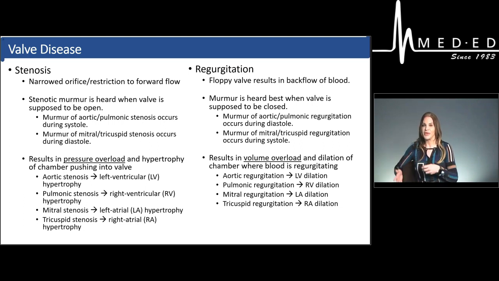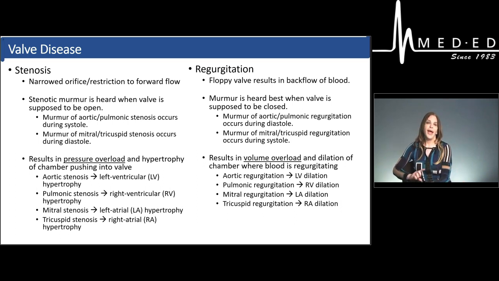Again, we talked about this earlier, that everything in the heart is just opposites. So if my aortic and pulmonic valves are open during systole, well, then that means they have to be closed during diastole. So we would hear the murmurs of aortic and pulmonic regurgitation during diastole. And when the tricuspid and mitral valves are supposed to be open during diastole, that means that they are closed during systole. So we would expect to hear mitral and tricuspid regurgitation sounds during systole.